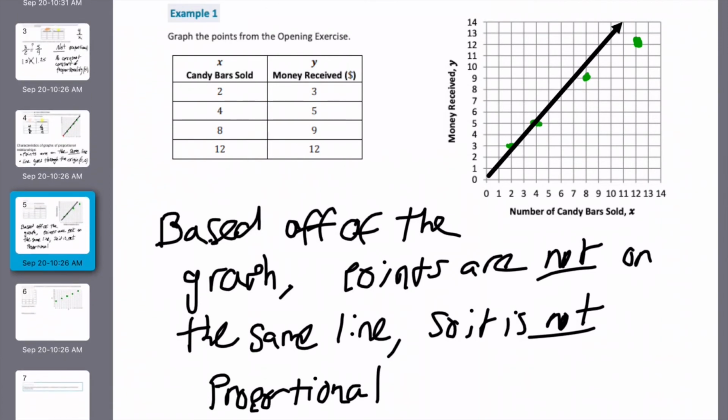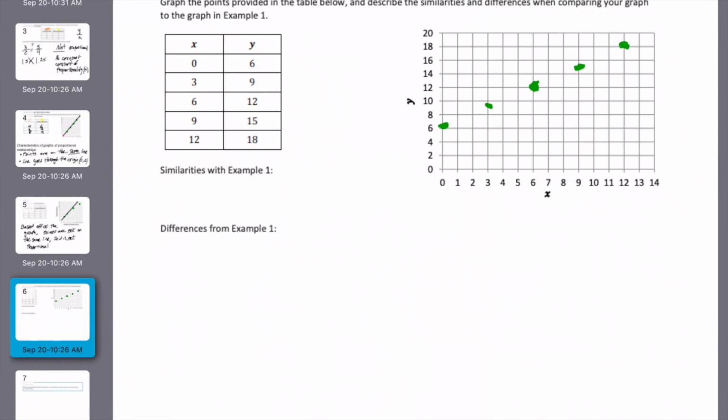Let's look at one more example here really quick. I have graphed the points from the table below, which I already did. So I have my table of values over here, and I can see that I have already plotted them. Again, I'm going to try to create a line, but I can see that nowhere does it go through the origin. So I already know that this isn't going to be proportional.